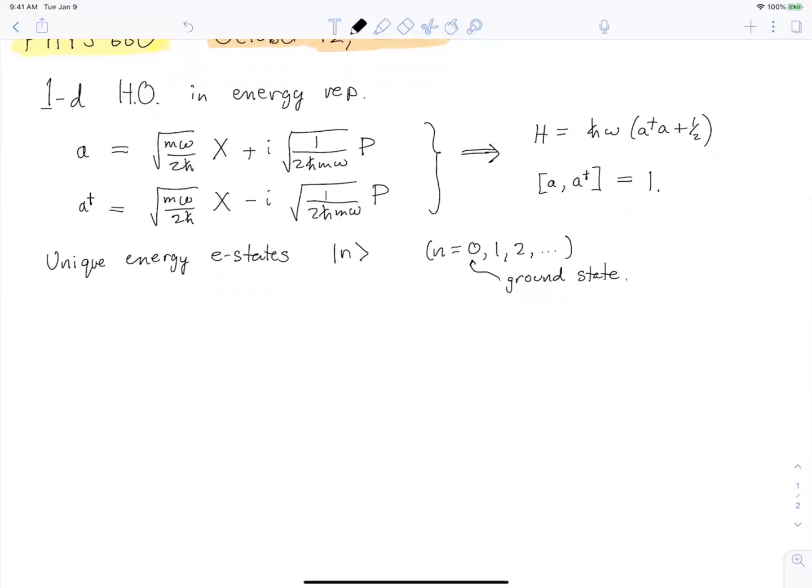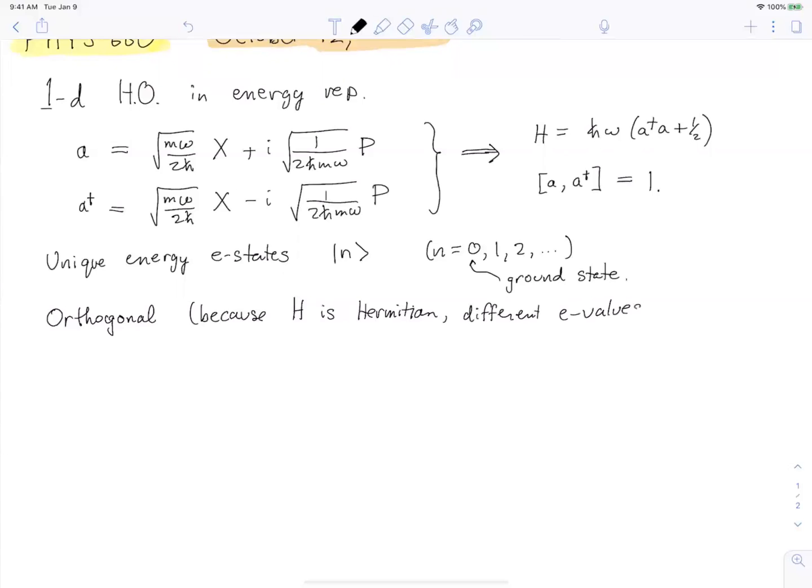And we also know that these are orthogonal. Why do we know that? We know that because they're eigenstates of the Hamiltonian, and the Hamiltonian is Hermitian. So because H is Hermitian, they are orthogonal. That's because they have different eigenvalues. If they could have been degenerate, then we would have had to worry that maybe we have to do Gram-Schmidt or something to make them orthogonal, but we don't have to do that.